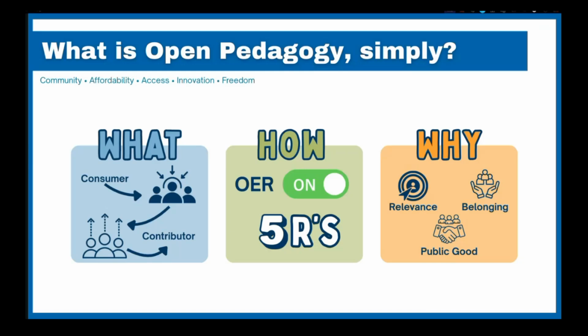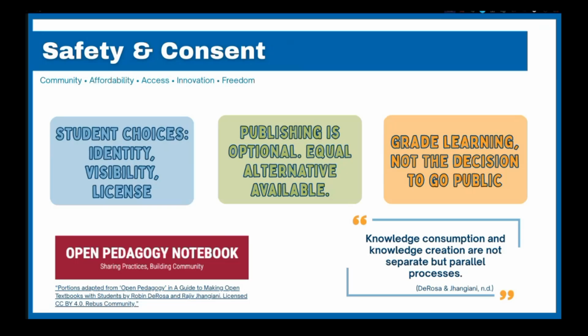Since real audiences are involved, we do want to start with consent and care before we pick what we're going to do first with open pedagogy. So some of our pillars: publishing is optional. Students can keep work private in the course, share with a limited audience, or go fully public. If someone opts out, they can complete an equivalent assignment for the same credit. We don't want to force open onto anybody.